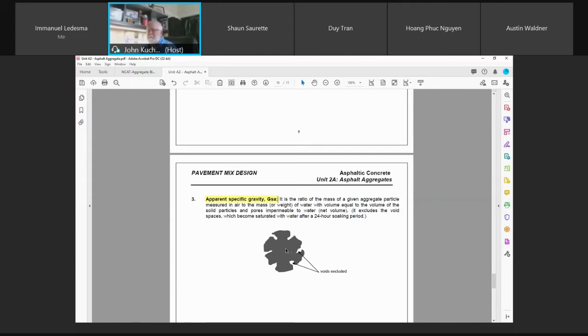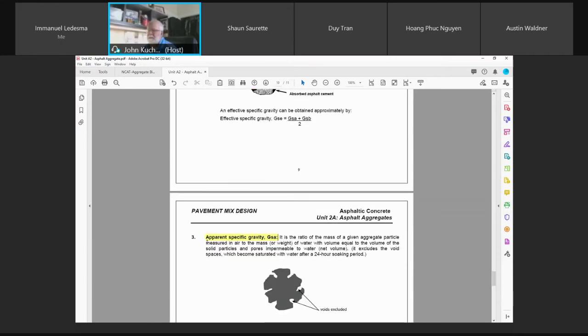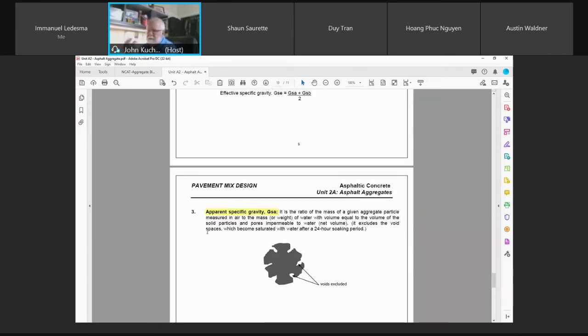So that volume is going to be the smallest, right? If that volume is the smallest, is your specific gravity going to be greater or less? Of all these three, bulk, effective, and apparent, which is the lower specific gravity, which is the one in the middle, and which is the one that is highest?